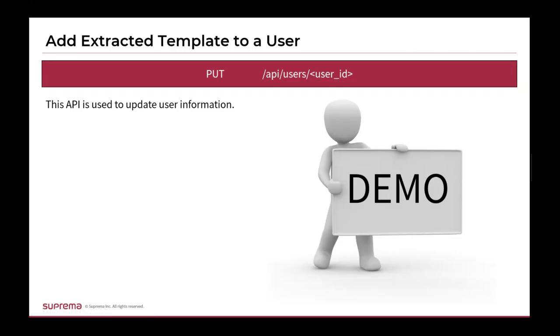The next step is to add the extracted template to a user. We are going to use this API to update user information. This is the same API used during the process of adding visual face by scanning your face on a device. However, the parameter data required in the request body is going to be constructed a little differently, so please pay attention in the demo that I'm about to do.